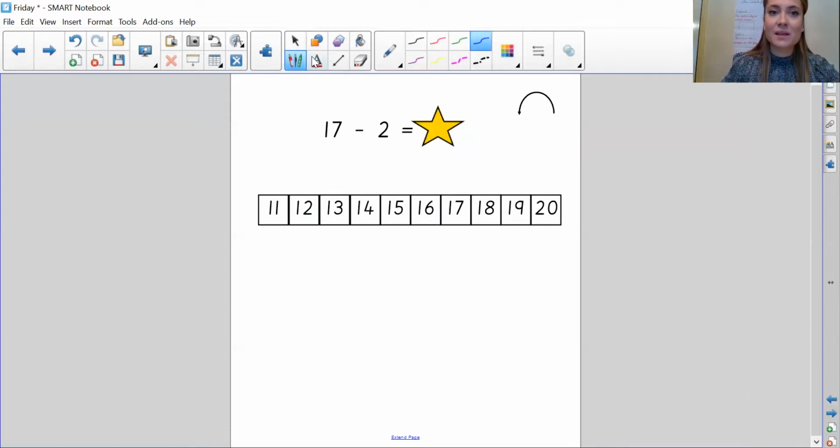Okay. Let's see. What's my first step? That's right. I need to circle my whole. Let's read it together just so we make sure we know what our whole is. 17 take away 2 equals. So let's circle the number 17 on my number track. Found it. I'm going to circle it. I'm going to count back how many? 2, that's right. I'm going to count back 2 jumps.